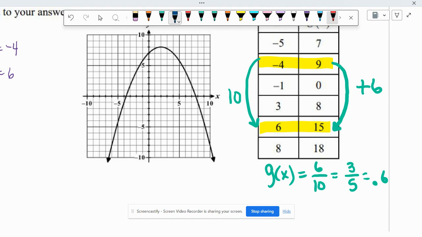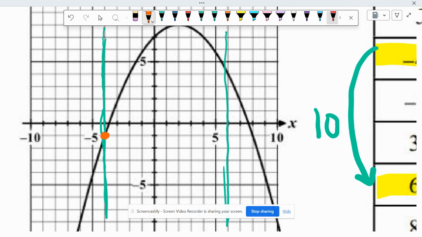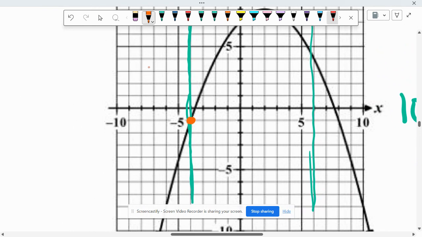When I let x equal -4, that's this line right here. And when I let x equal 6, that's this line right here. So I have to see where I cross my graph. And when x is -4, I'm touching my graph at what? What is my output? Do you guys see it? Yeah, it's -1. So the ordered pair -4 input gives me an output of -1.